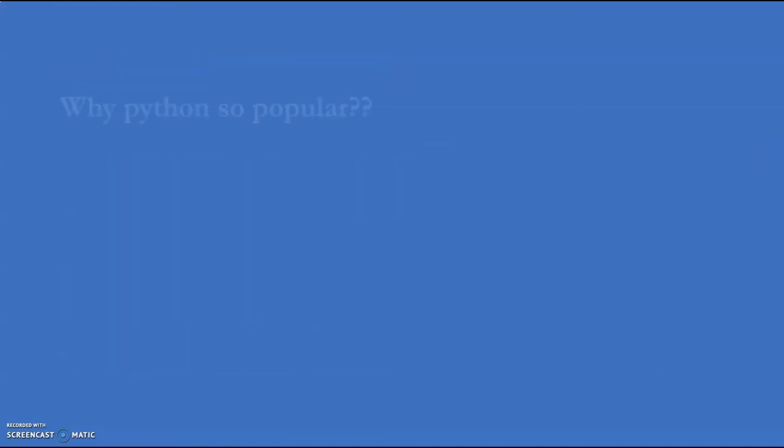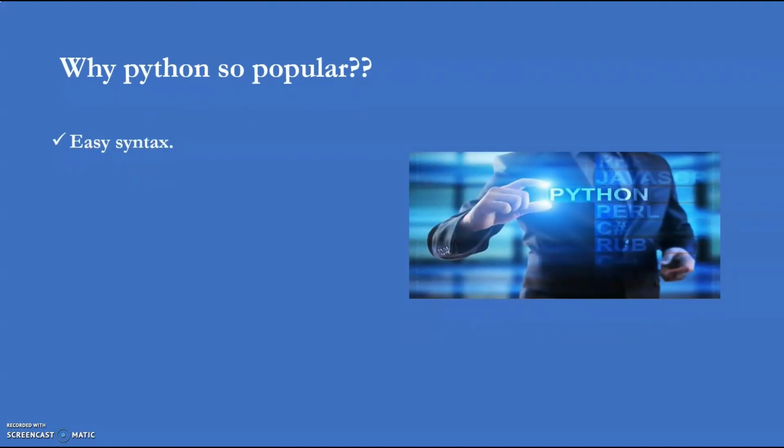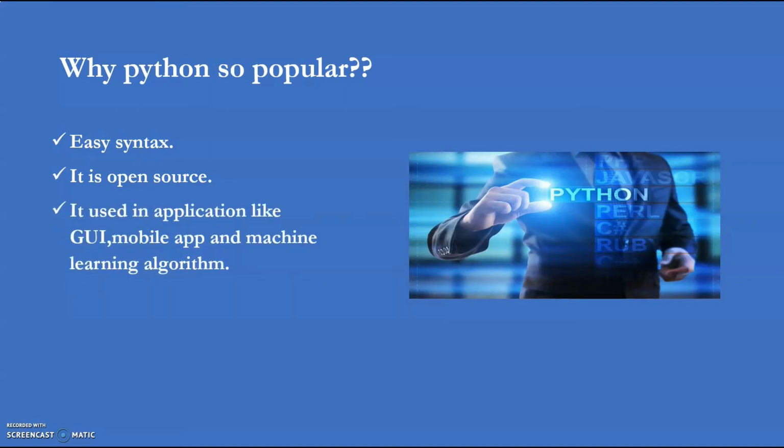Next, why is Python so popular? First, easy syntax. It has an easy syntax, like an English command, so it makes your code efficient and easier. It's open source. For commercial use, it's freely usable and distributable. Python is used in many applications like GUI, mobile apps, and machine learning algorithms. It creates workflows and handles big data.